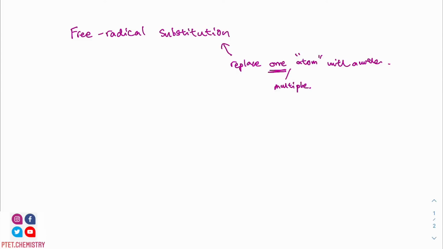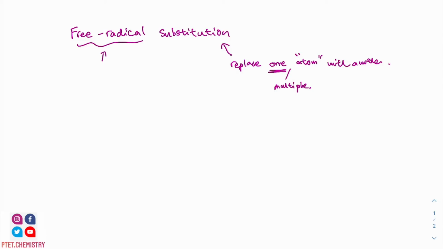You first come across this term in your O level, in your GCSE, or in your IGCSE, where you would be expected to know that since alkane cannot undergo addition reaction because it's only got saturated bonds, carbon-carbon single bond, it has to undergo substitution reaction.